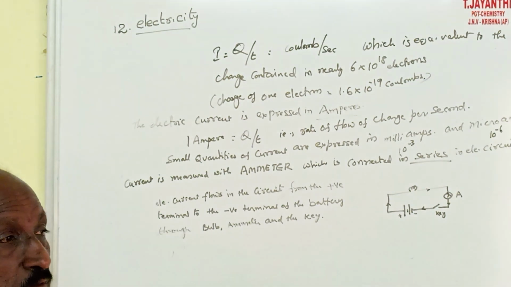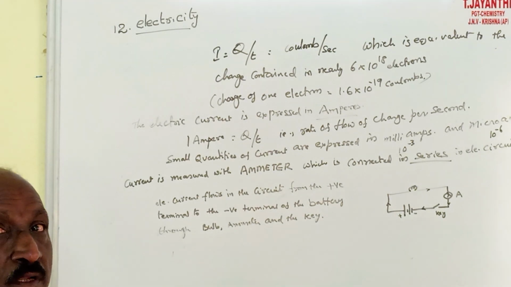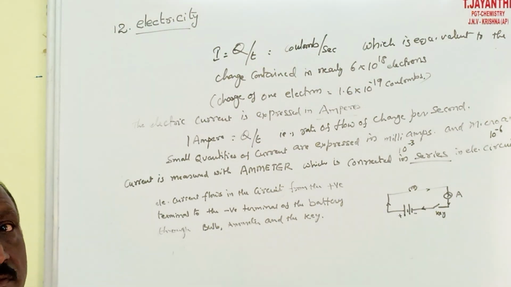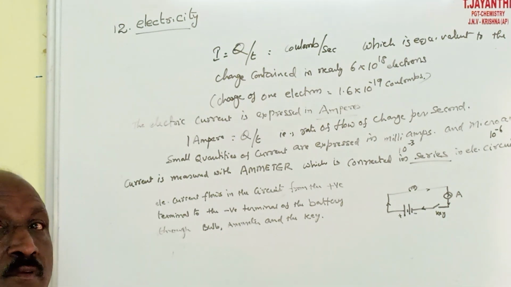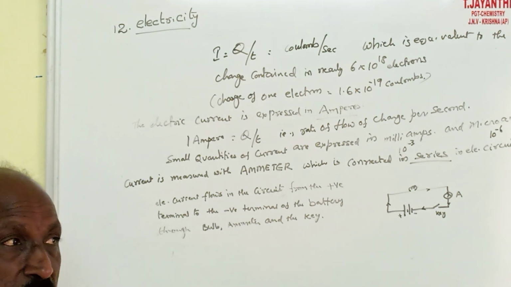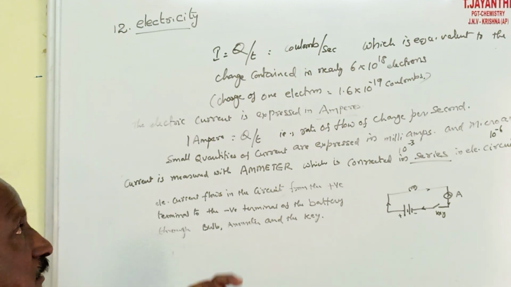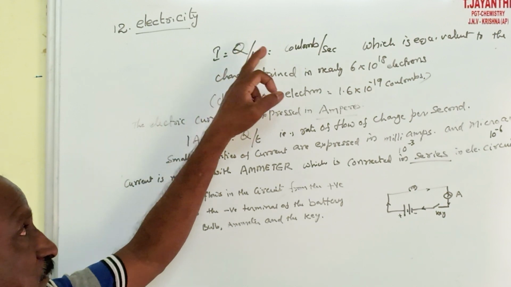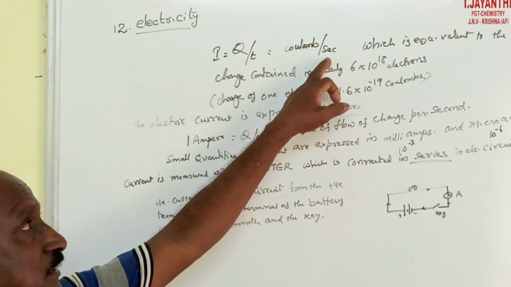So, the current is defined as the rate of flow of the net charge in a unit time. That is, I is equal to Q by T. Q is expressed in coulombs and T is expressed in seconds, and it is coulombs per second.